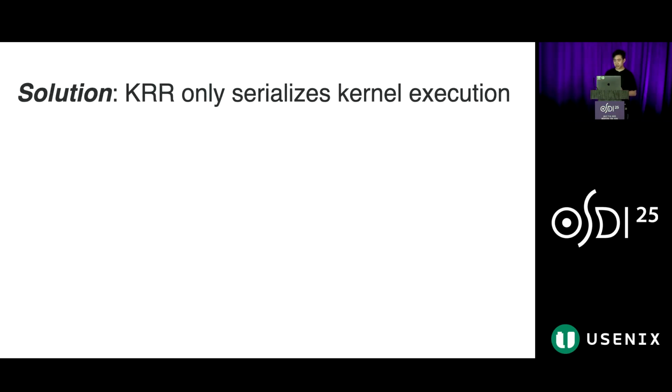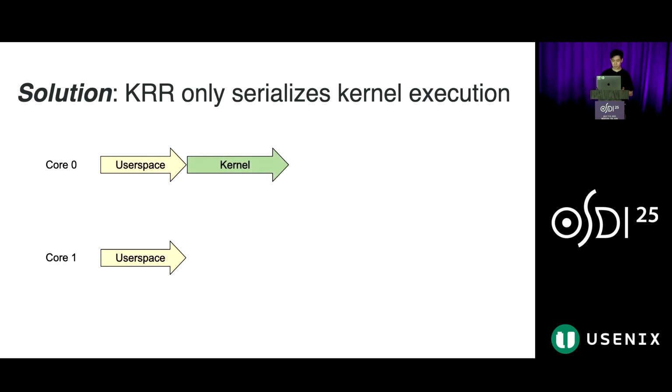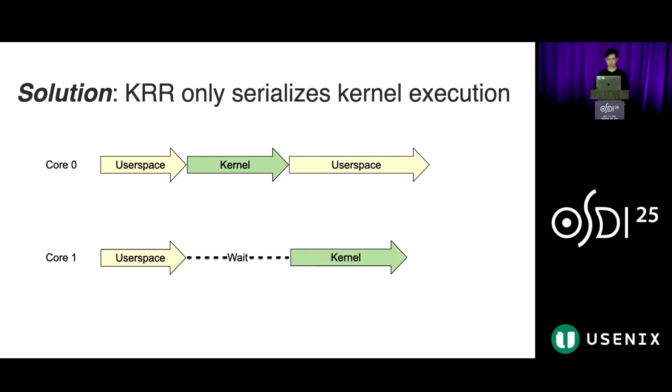The KRR solution is to only serialize the kernel execution. Let's walk through an example. Suppose there are two cores running in the user space. KRR allows them to run in parallel. However, if they try to get into the kernel mode at the same time, KRR only ensures one core can run in the kernel mode at a time. In this case, core 0 runs first, and core 1 has to wait until core 0 finishes its kernel execution, and then core 1 can continue to execute.